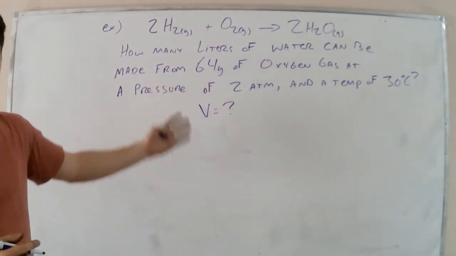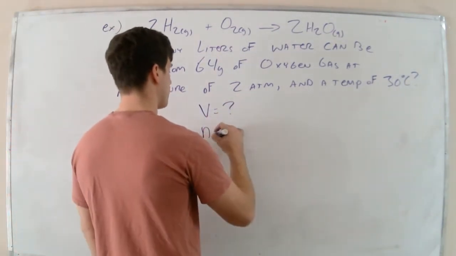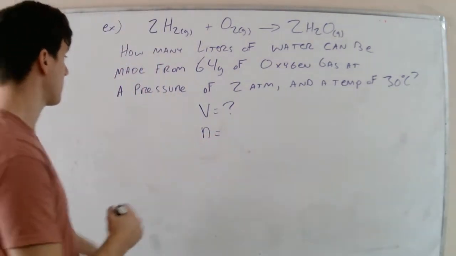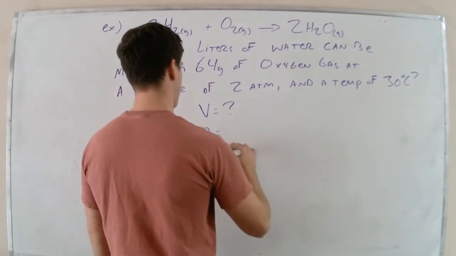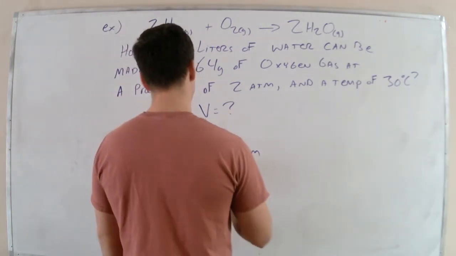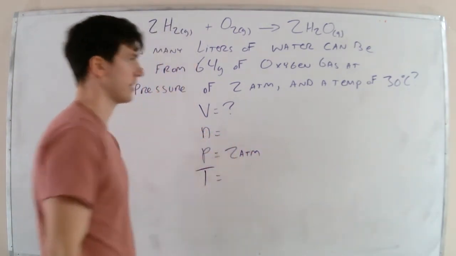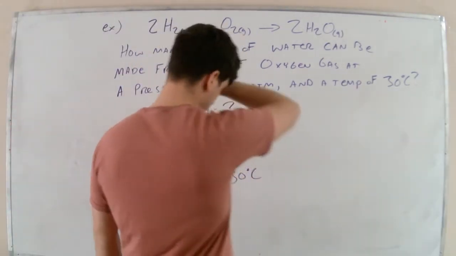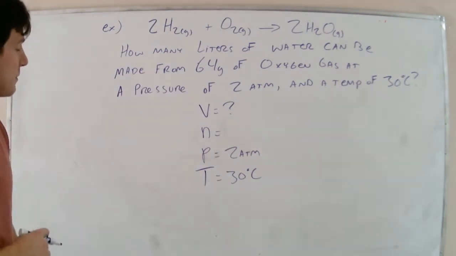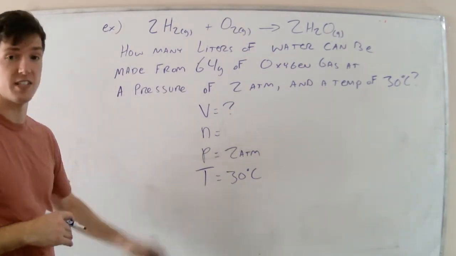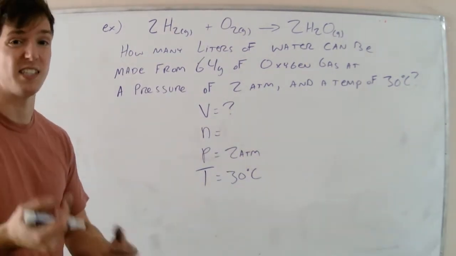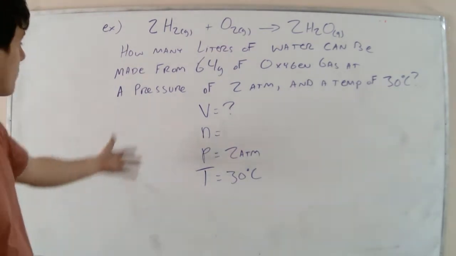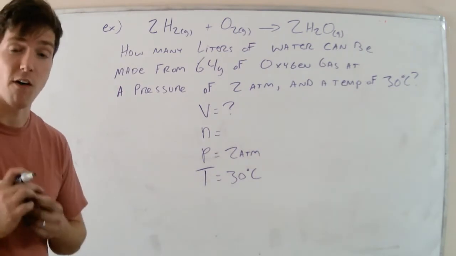It gave me a mass, which I could always change to moles, which we'll do later. It gave me a pressure at 2 atm, and it gave me a temperature, which is 30 degrees Celsius. And you might be saying, hey, P, V, n, T, I know R. This is probably an ideal gas law problem. So if I wanted to, I could plug all this in and probably solve for volume here.